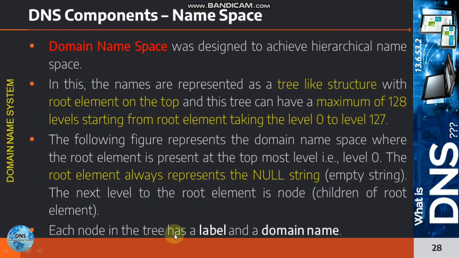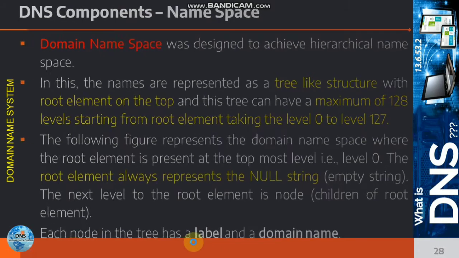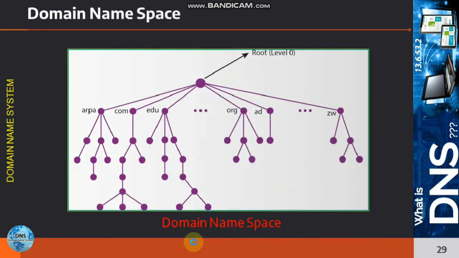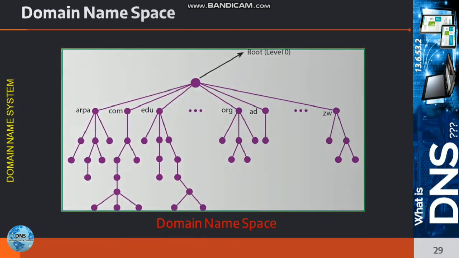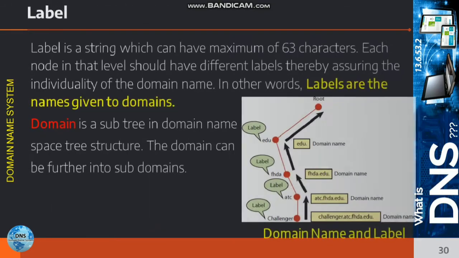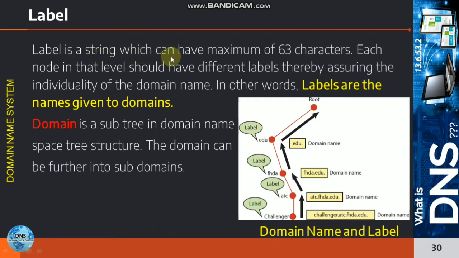Each node in the tree has a label and a domain name. So we'll see what a label is and what a domain name is. First, the label. A label is a string which can have a maximum of 63 characters. Each node in that level should have a different label, thereby assuring the individuality of the domain name. In other words, labels are the names given to the domain.